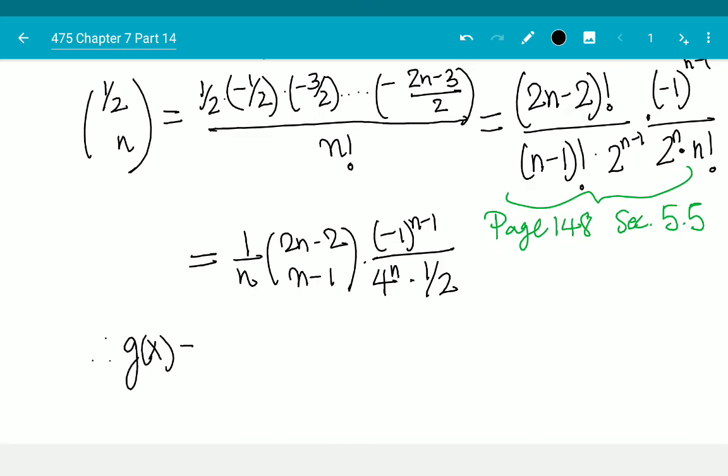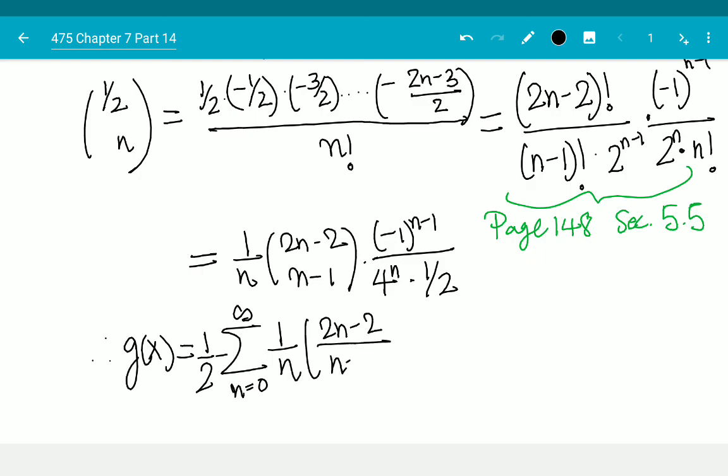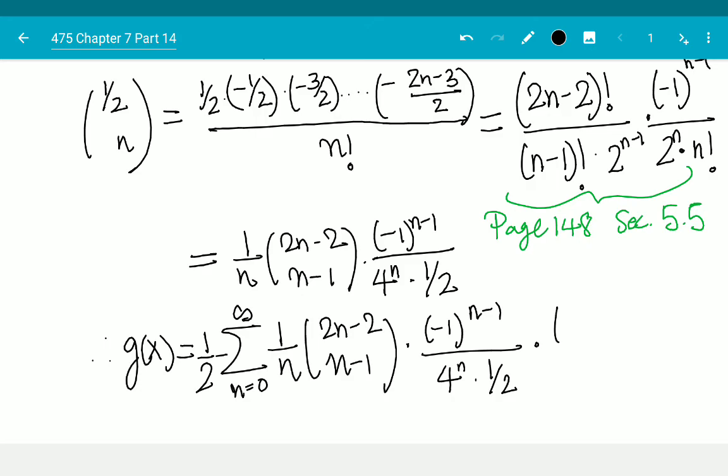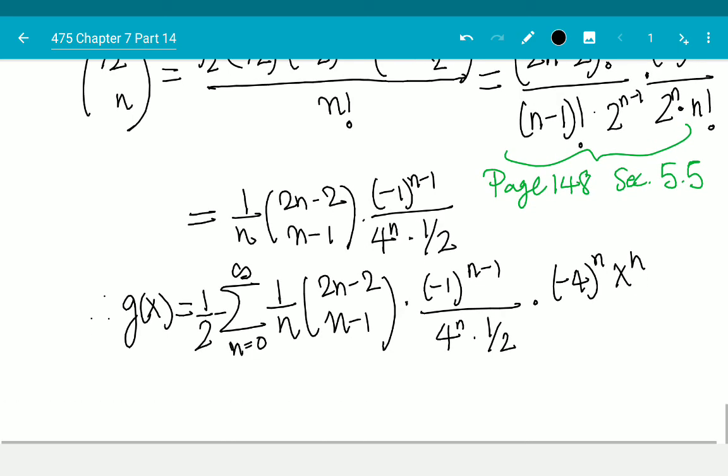Therefore, g of x is equal to 1/2 minus summation n equals 0 to infinity of 1 over n, (2n minus 2) choose (n minus 1), times negative 1 to the n minus 1 over 4 to the n times 1/2, multiplied by negative 4 to the n x to the n. Oh, I forgot a 1/2 here. 1/2.